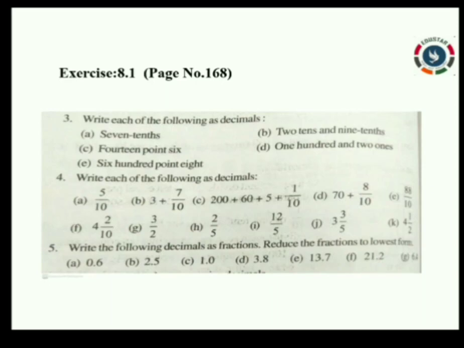From A to F, your denominator is 10. So easily you can write the decimal numbers. From G to K, your denominator is not a multiple of 10. Then you have to divide the numerator by the denominator, right? Yes. Fifth one, they given decimal numbers. You have to write the corresponding fraction and you have to reduce the fraction.